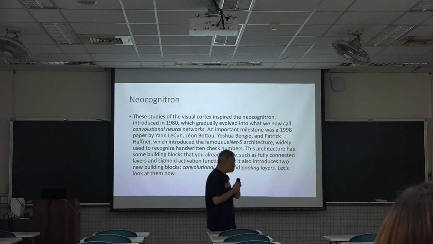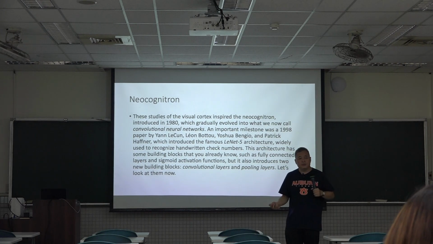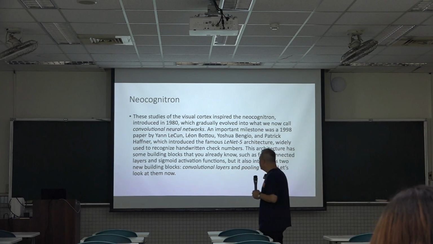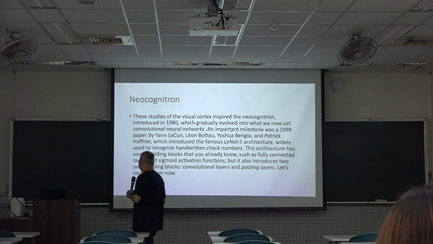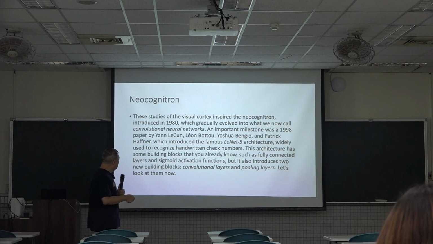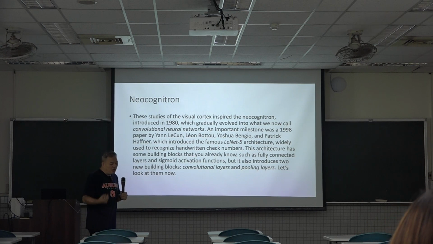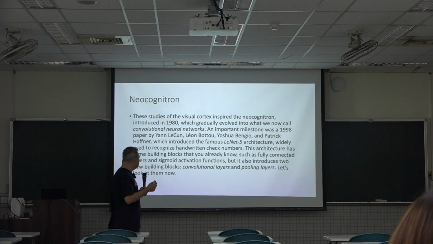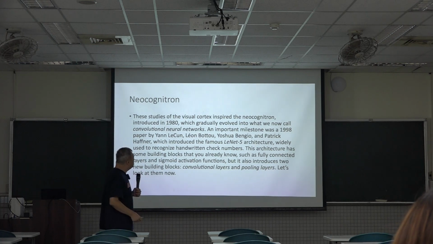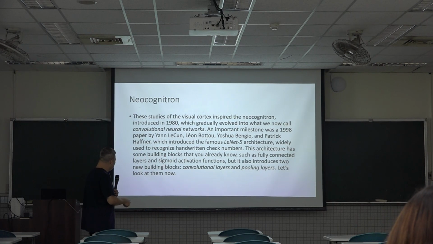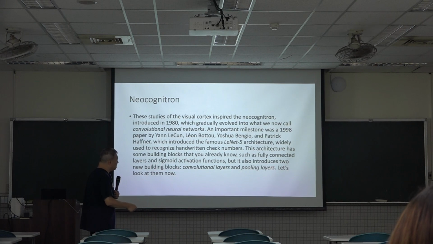What does this LeNet-5 architecture do? It recognizes handwritten digits, and this is considered to be the first CNN architecture. It has several building blocks that we still use in our CNNs even now. The two most important building blocks are convolutional layers and pooling layers.